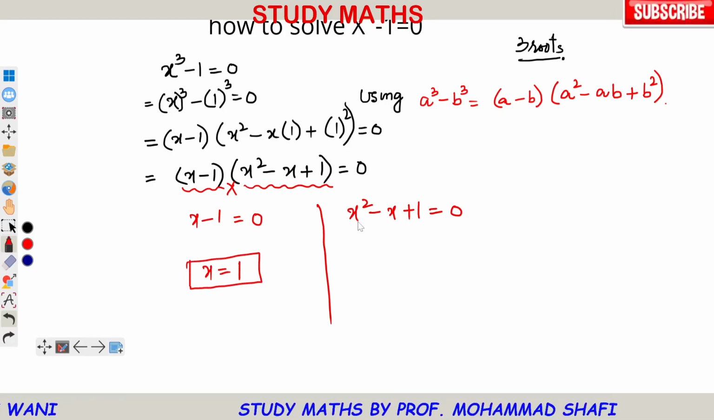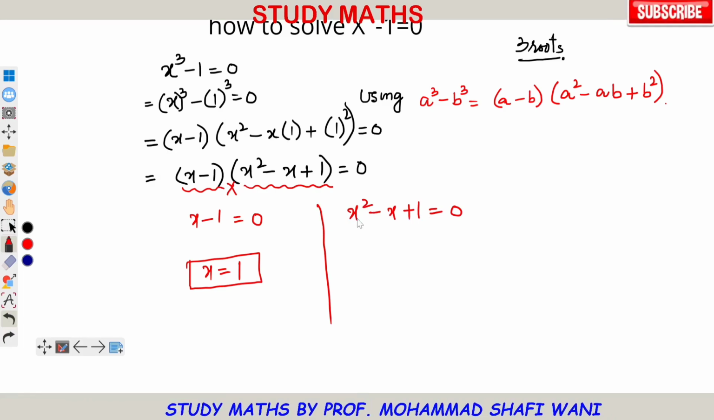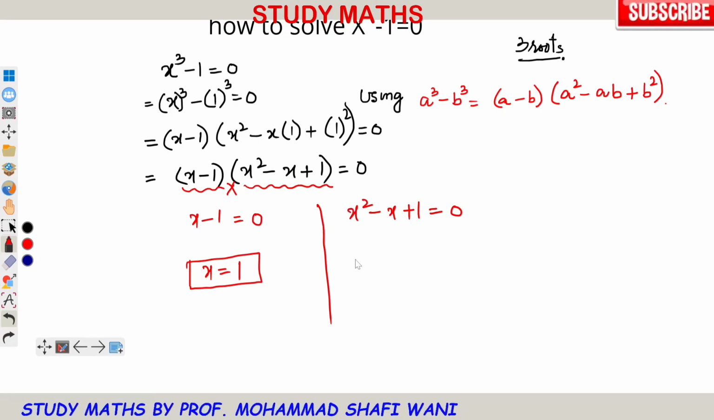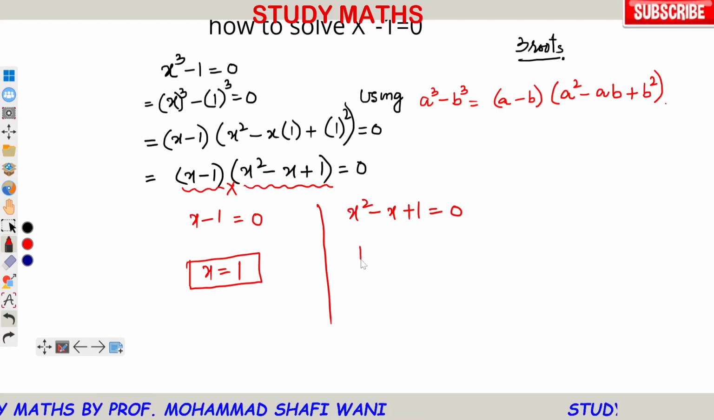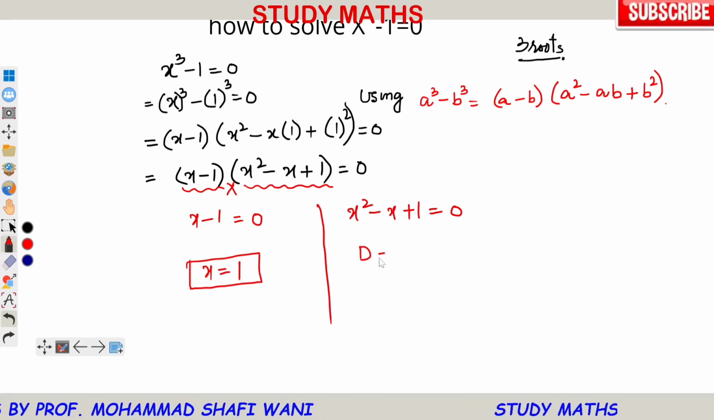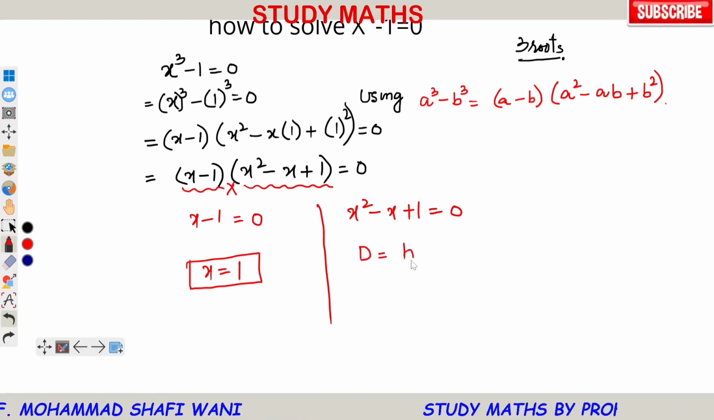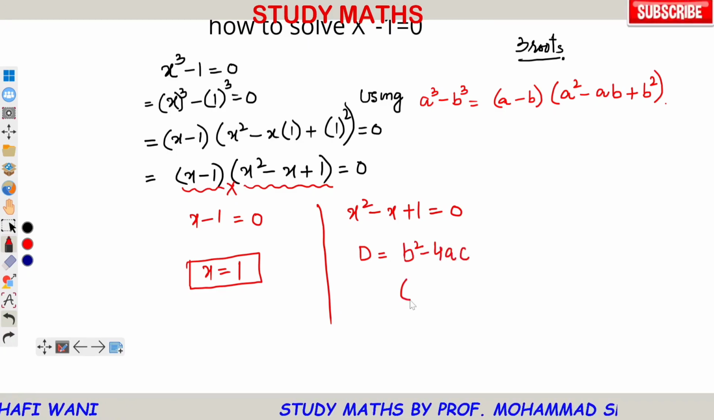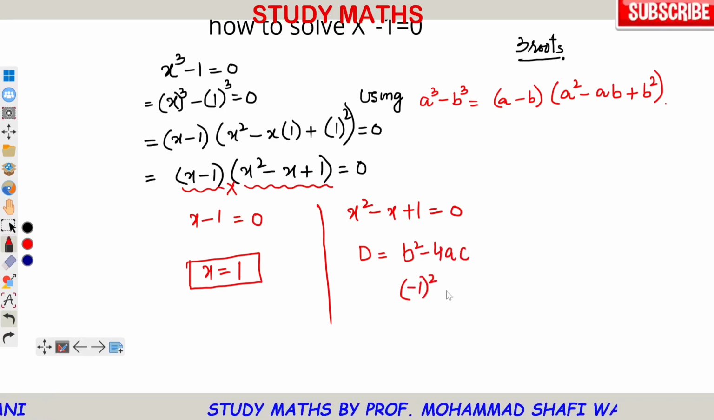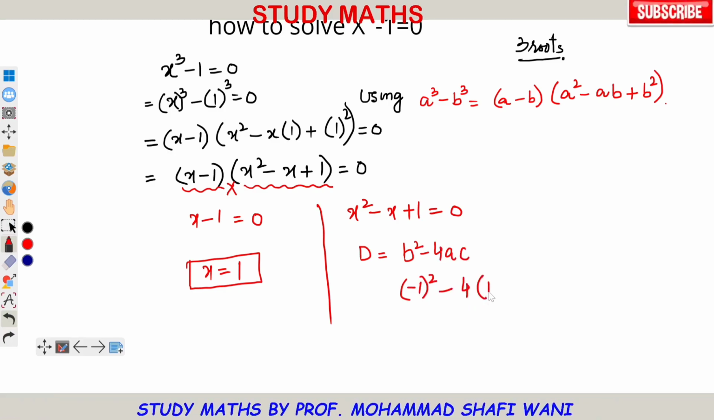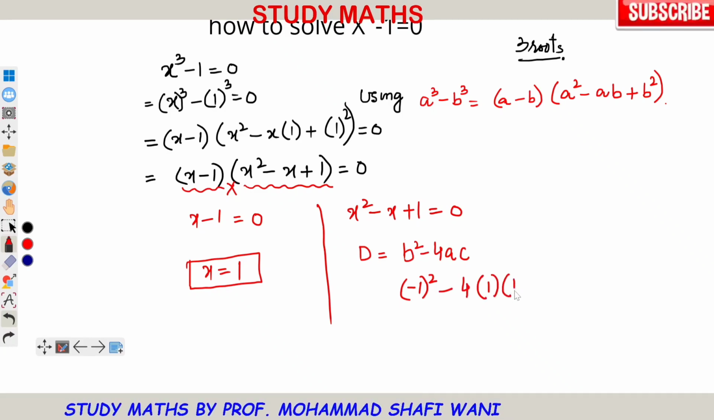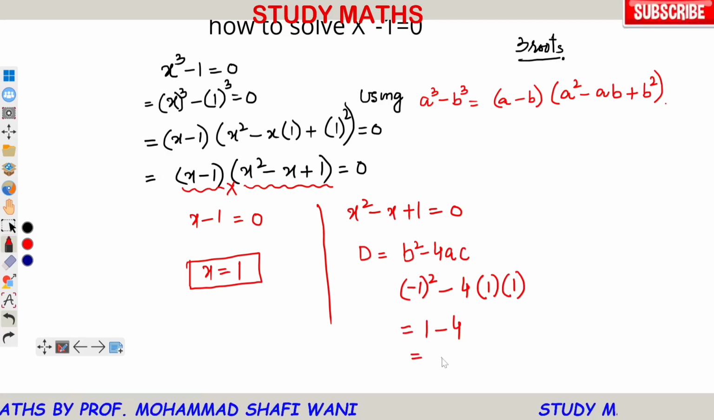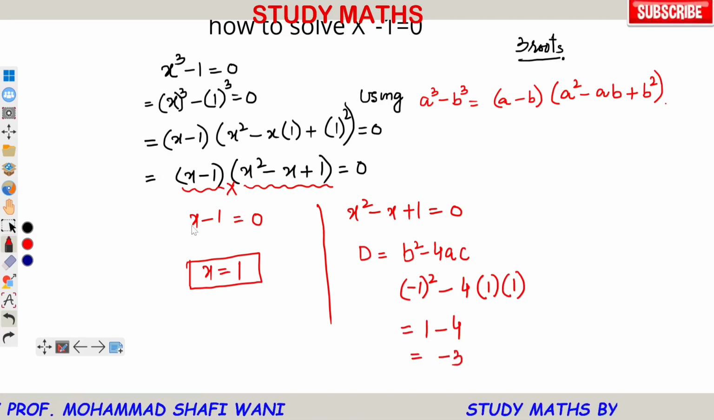Now this one is the quadratic equation and we have to find out the roots of the quadratic equation. You know the roots of the quadratic equation by the discriminant method. Let me find out the discriminant. D is equal to b square minus 4ac. So the discriminant is 1 square minus 4 into a is equal to 1 and c is again equal to 1. That's equal to 1 minus 4, which is equal to minus 3.